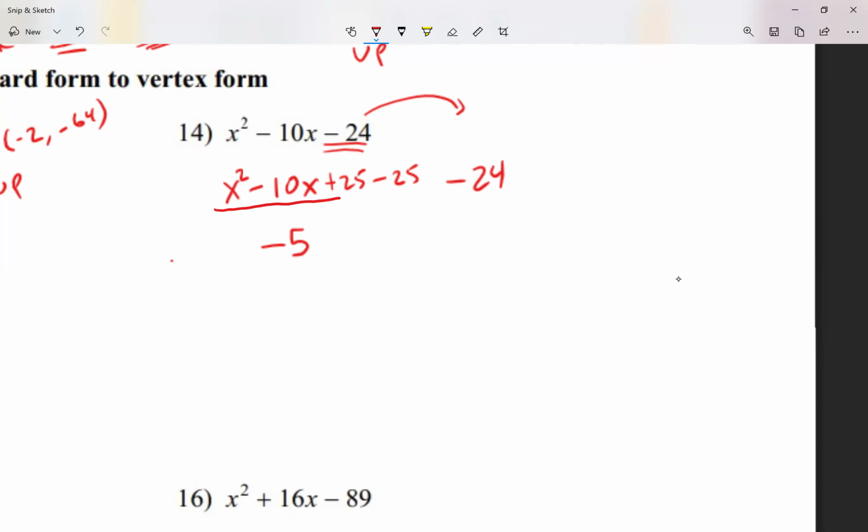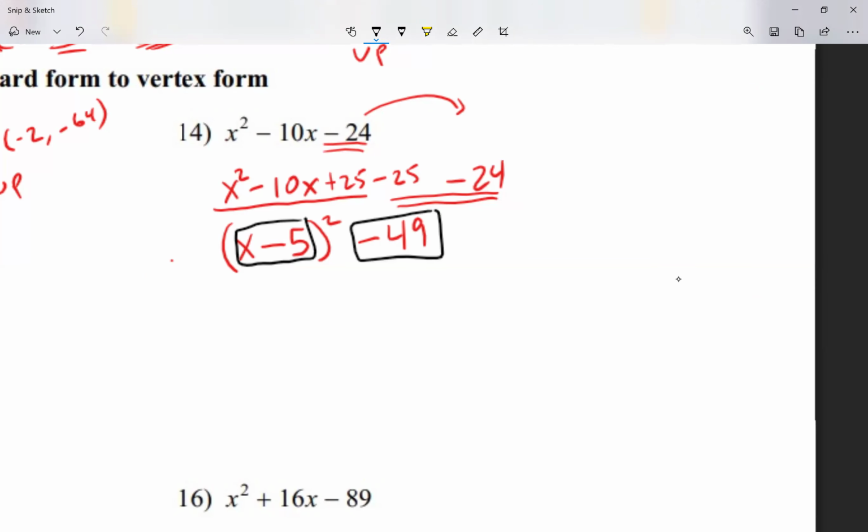When I look at these three terms, x squared minus 10x plus 25, that is x minus 5 all squared. I completed the square. When I combine these last two numbers, negative 25 and a negative 24, that is negative 49. So on my homework, my first box, I will have x minus 5. In my second box, I will write minus 49. All together in each box, all together. Don't add any extra spaces.